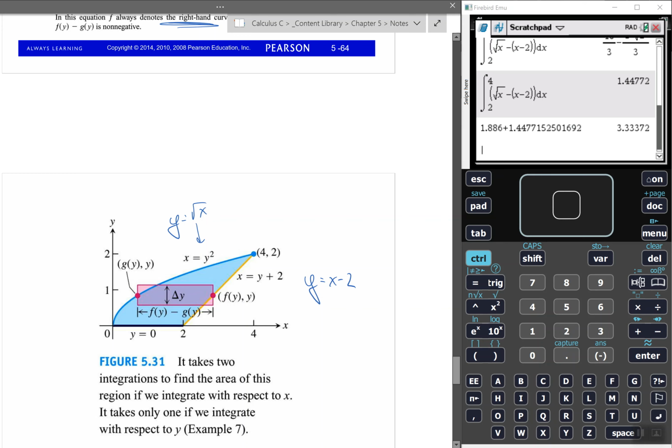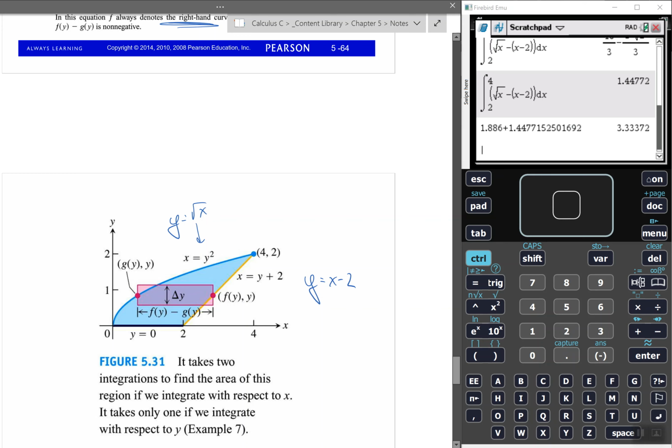The other y value, we can basically figure these out by asking ourselves how high and how low does this function go. How high does this function go? The maximum y value is 2. How low does this function go? The minimum y value is y equals 0. So that is where we get our limits of integration from 0 to 2.